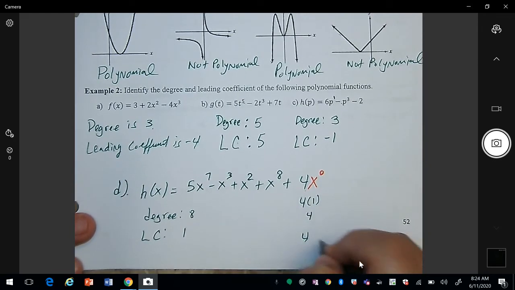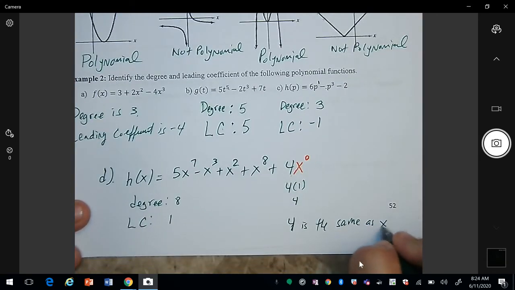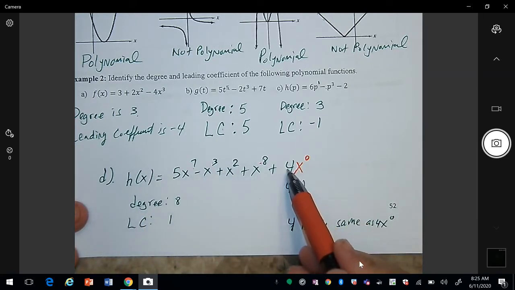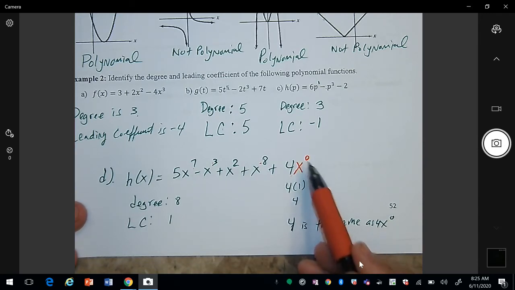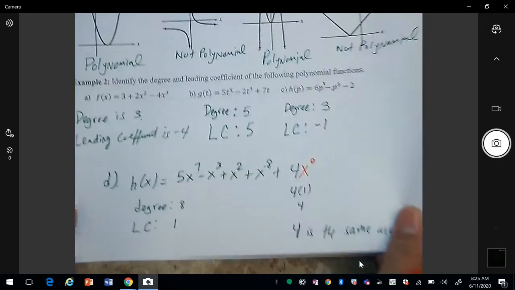So 4 is the same as 4x to the 0 power. So when you're looking at these exponents, you have 7, 3, 2, 8. The one with the constant, that exponent is 0. Okay, so the degree here is still 8 and the leading coefficient is 1.